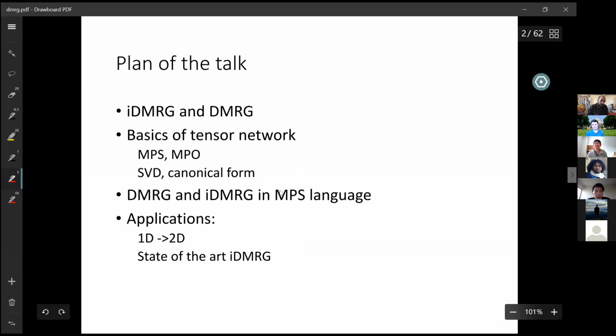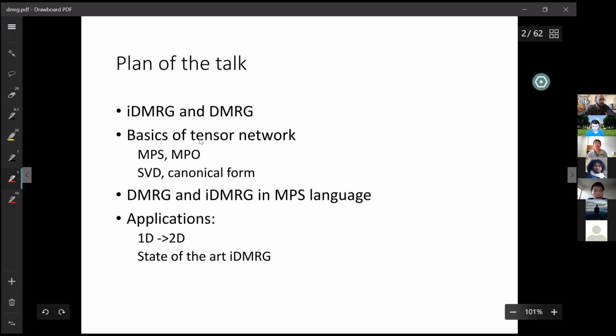Okay, let me start by explaining the plan of my talk. So I'll begin by quickly walking you through this procedure of iDMRG and DMRG. So iDMRG is for infinite DMRG. It's an algorithm working for the infinite size system, and DMRG is defined on a finite size system. So okay, I'll just, without too much explanation, tell you how the algorithm runs.